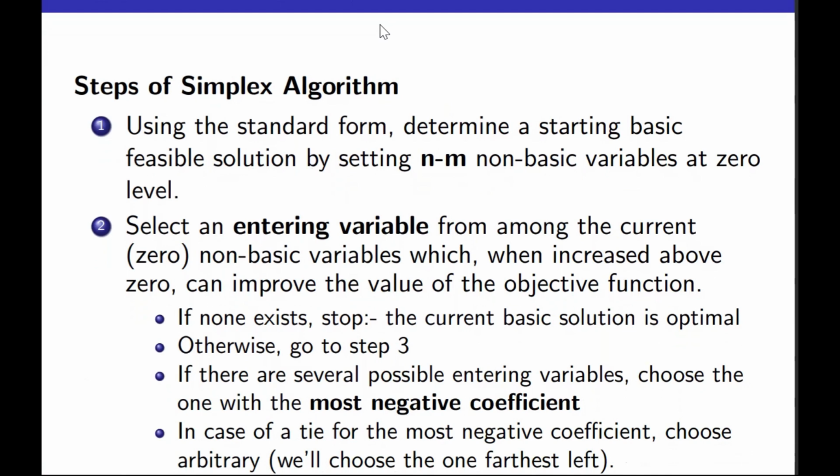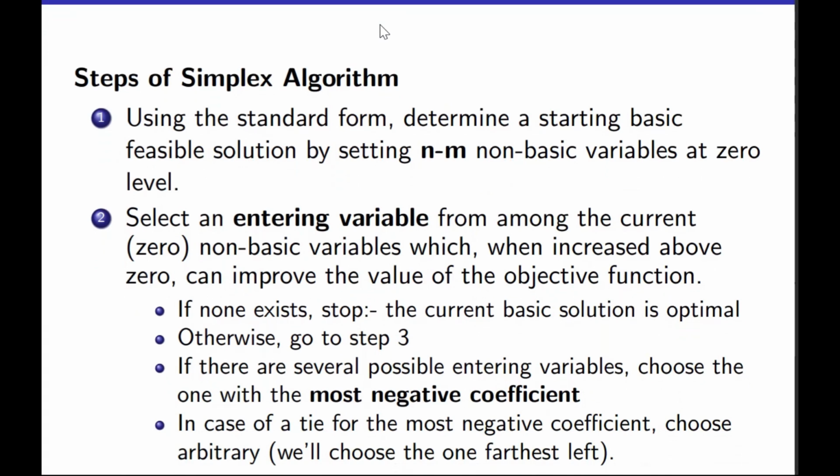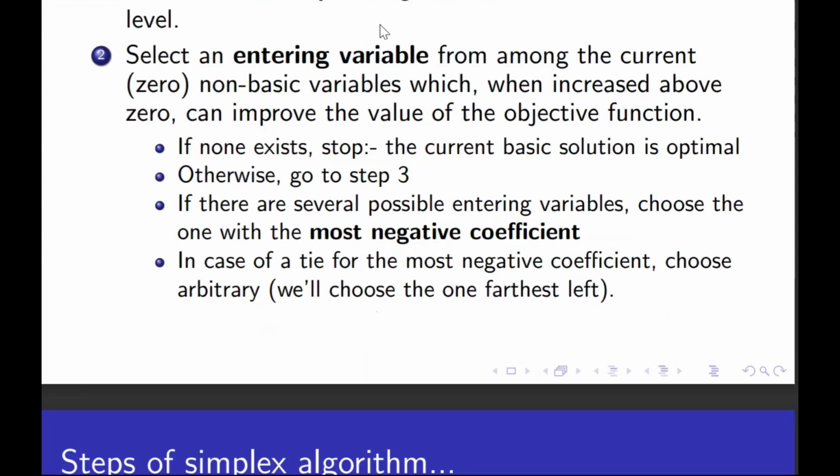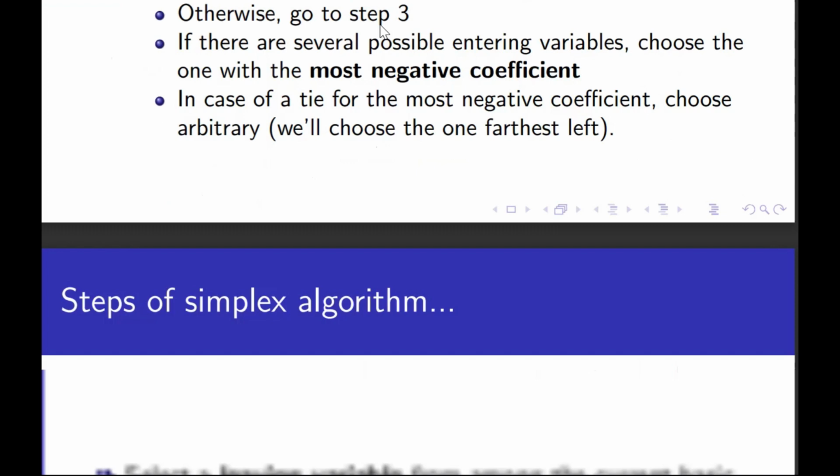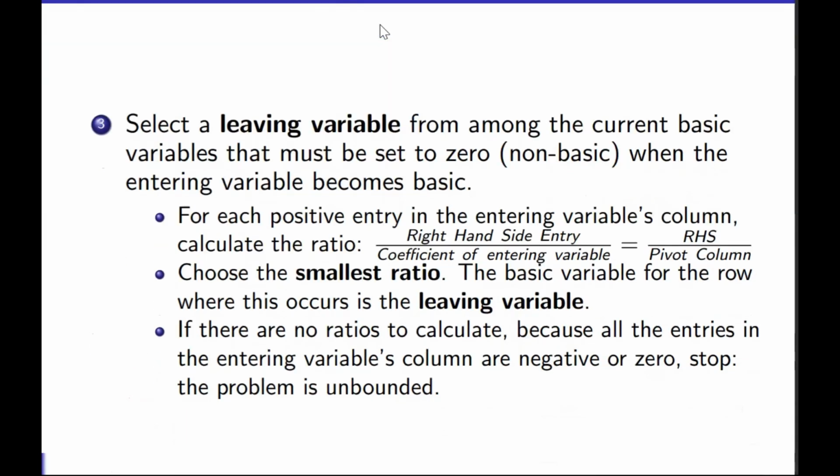Step 2: select an entering variable from among the current non-basic variables, which when increased above 0 can improve the value of the objective function. If none exist, stop. If there are several possible entering variables, choose the one with the most negative coefficient. In case of a tie for the most negative coefficient, choose arbitrarily. We'll choose the one farthest left.